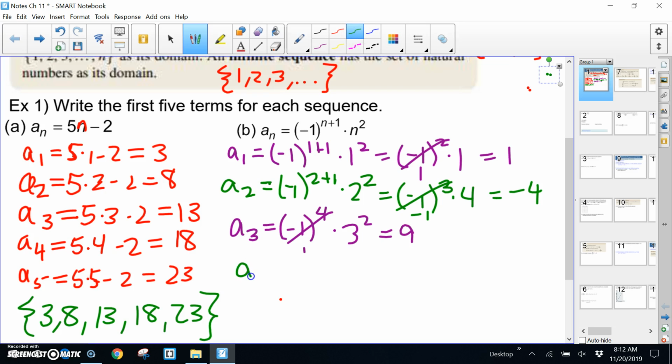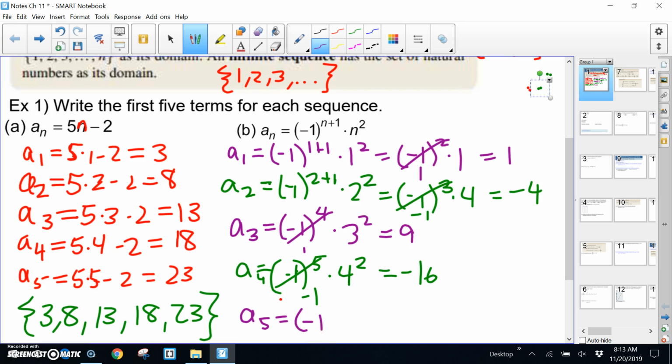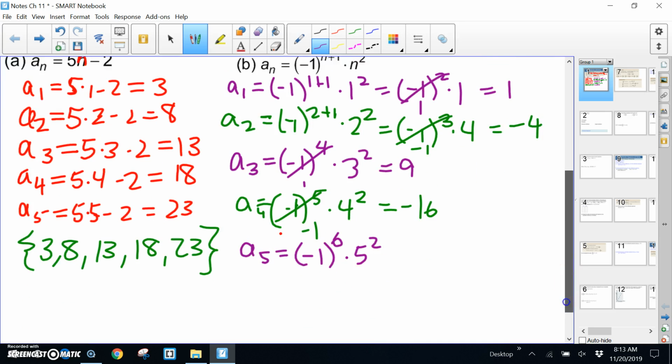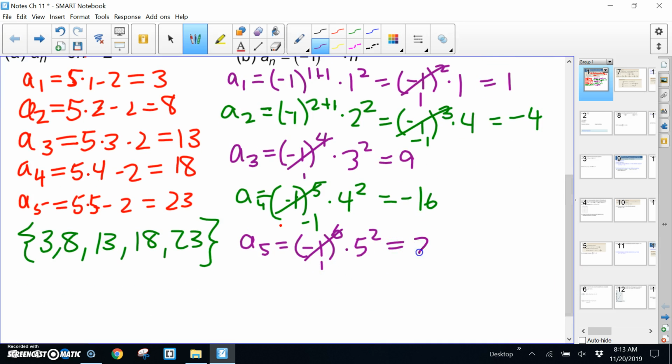Let's do A4. You're going to have negative 1 to the 4 plus 1, so that's the 5th power, times 4 to the 2nd power. Negative 1 to the 5th is going to be negative 1 times 4 squared. That's going to be negative 16. And then A5 is negative 1 to the 5 plus 1, which is 6th, times 5 squared. That's going to be 1 times 25 is 25. So if you look at it, you've got a list of terms: 1, negative 4, positive 9, negative 16, and 25.